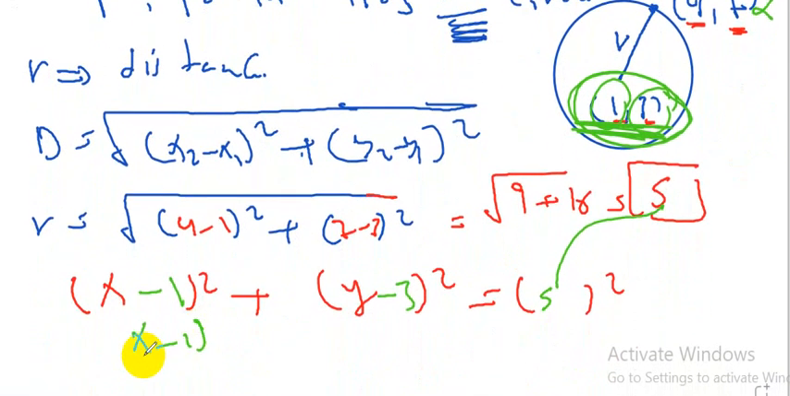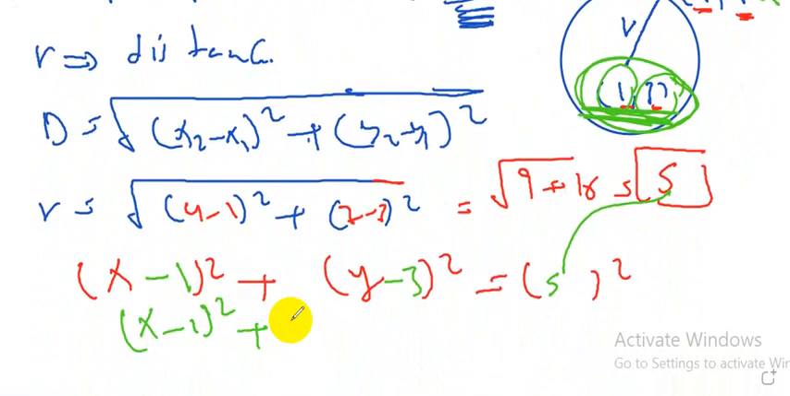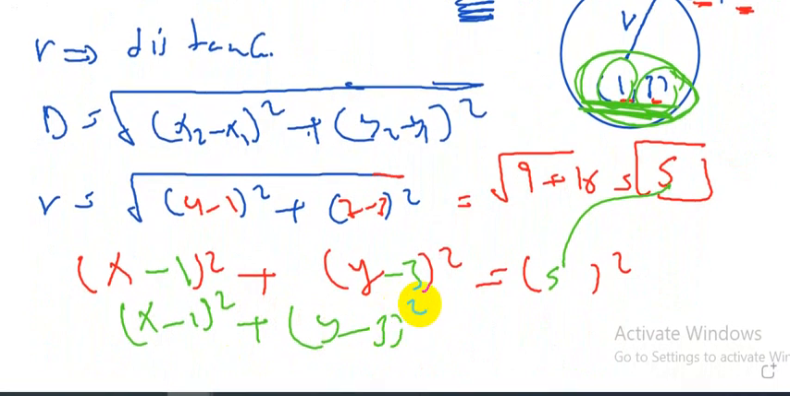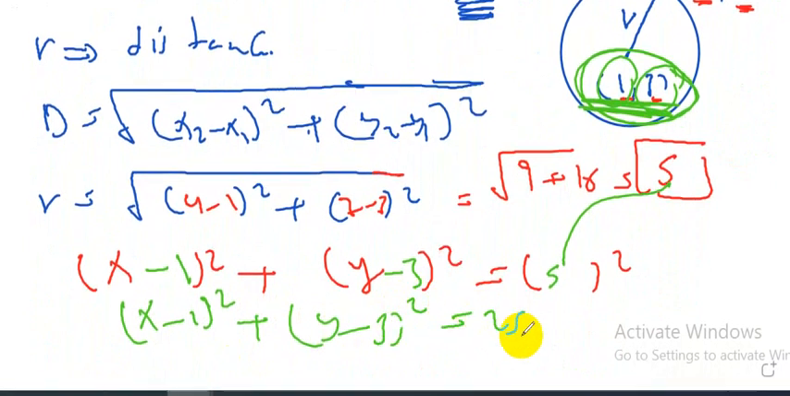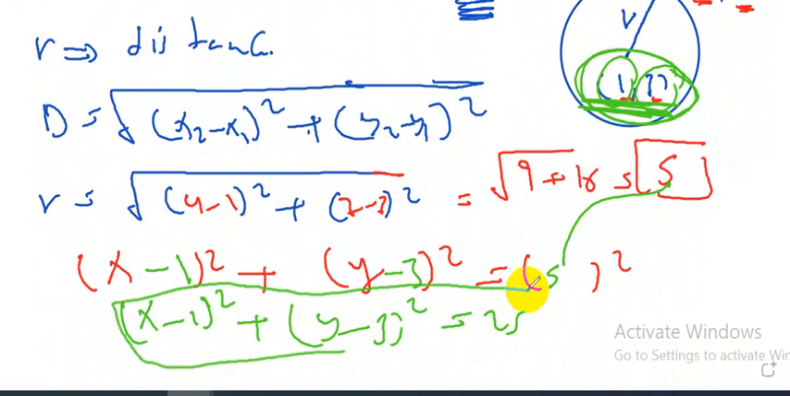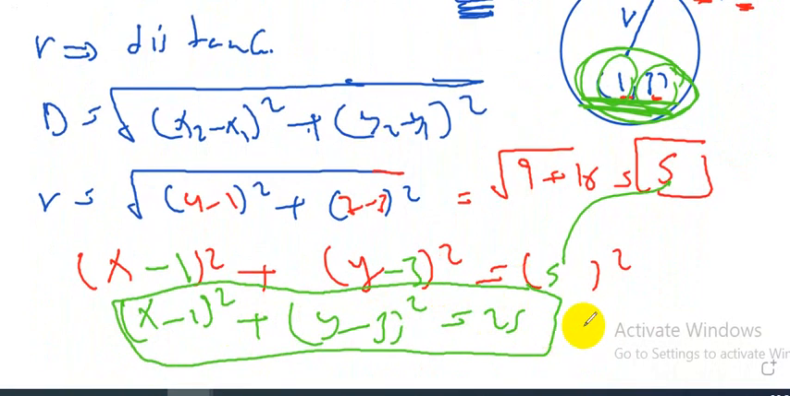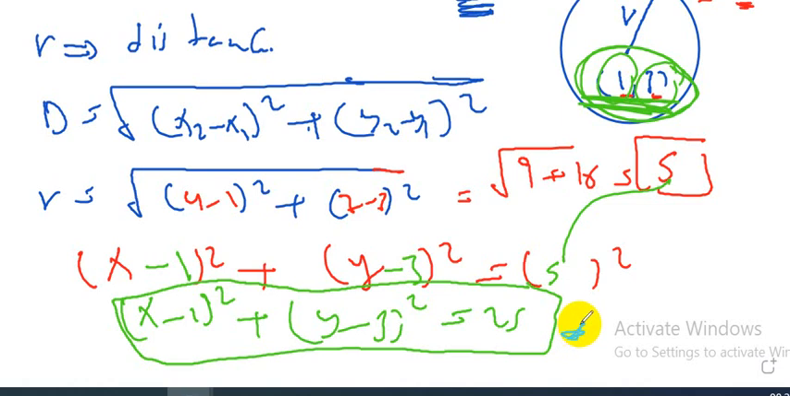The equation will be (x - 1) squared plus (y - 3) squared equals 25, and this is the circle equation you need, and you will find it in the choices. This is how to write the circle equation.